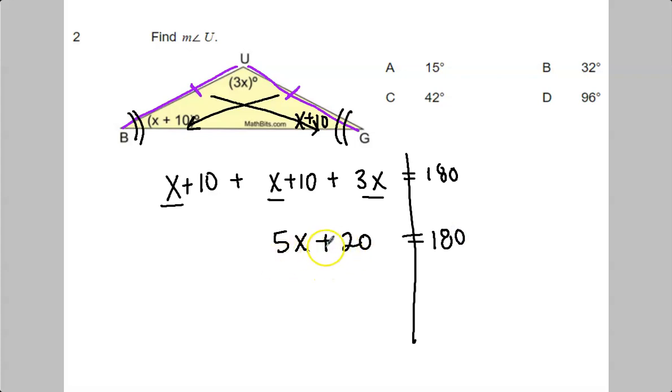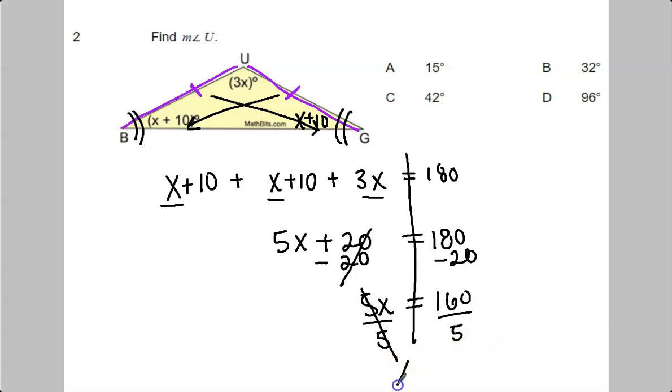Order of operations backwards in order to solve, so we're going to start with addition first, so subtract 20. So 5x is equal to what? 160. And then we're going to divide by 5 and divide by 5. So 160 divided by 5 is 32.